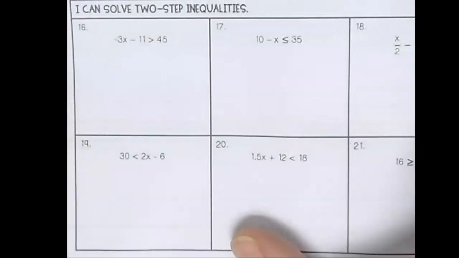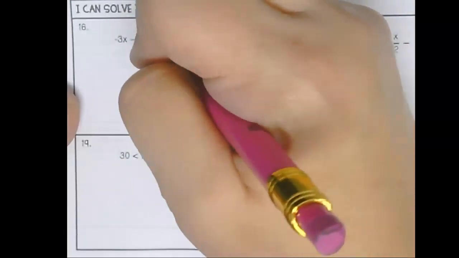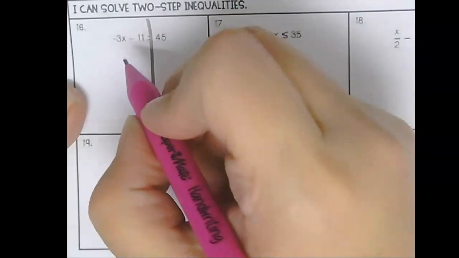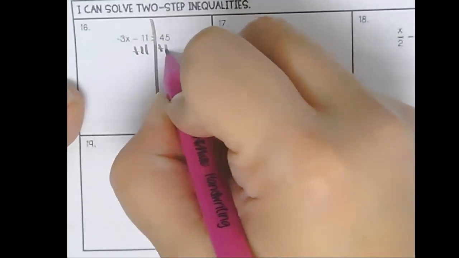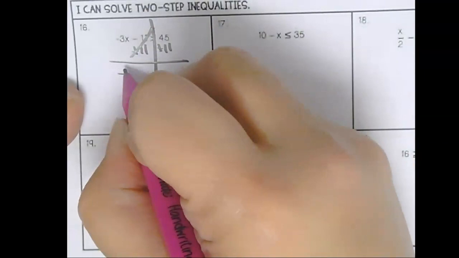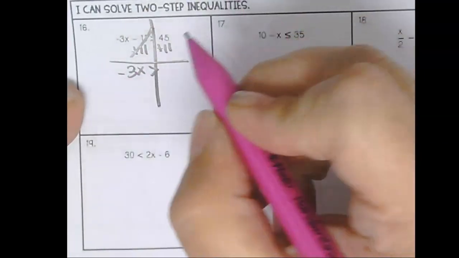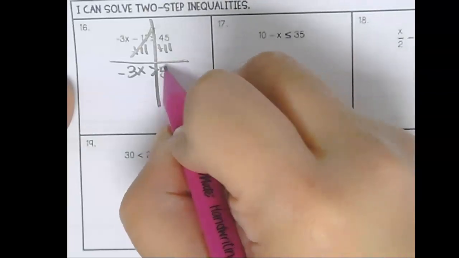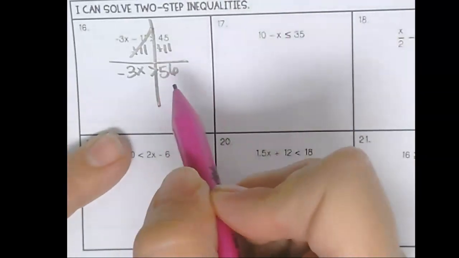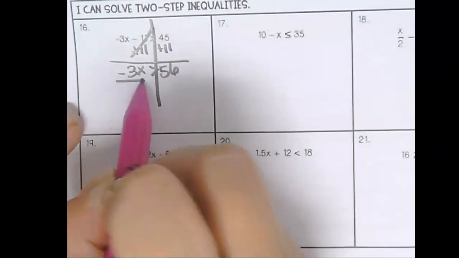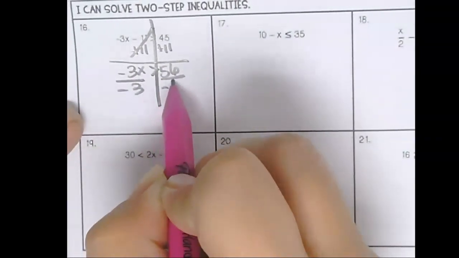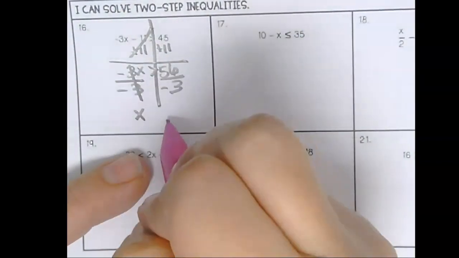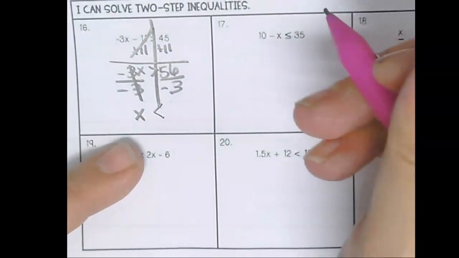All right, so this time we are solving two-step inequalities. We have -3x minus 11 is greater than 45. I'm going to go ahead and create a zero pair by adding 11 to both sides. That leaves me with -3x is greater than 56. Sorry, Ms. Brown was having a hard time adding that together for whatever reason. And then we are going to divide both sides by a -3. That gives us x by itself, but because we divided by that -3, we got to flip that inequality symbol.